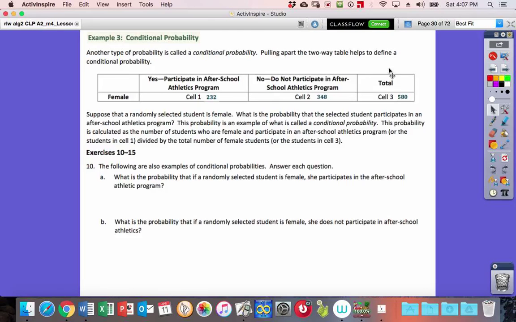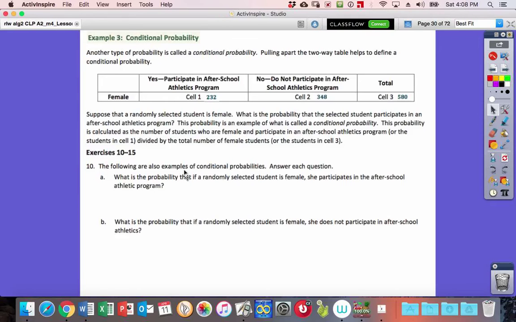Another type of probability, this is the one we're going to go with, is called a conditional probability. Pulling apart the two-way table helps to define a conditional probability. Suppose that a randomly selected student is female. So I'm just going to look at that top row there. What is the probability that the selected student participates in an after-school athletic program? This probability is an example of what is called a conditional probability. So I select a female, and then whether she participates or not. Okay, so what we're dividing by is going to be different.